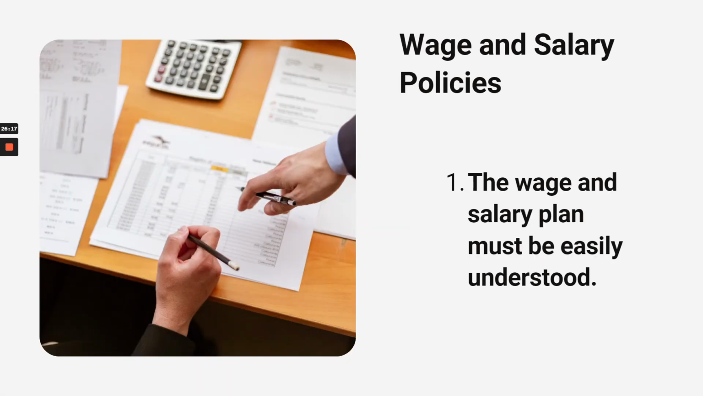And there are policies that human resource management should follow in wage and salary. Number one, the wage and salary plan must be easily understood. Every worker wants to know how his company wage plan works, so how he is paid. To keep the employees in the loop, to keep them aware, it should be properly discussed, because if the employees do not know how they are earning, how the earnings are determined, it could lead to distrust of the management, and there will be fear that they are not getting paid for what they have earned, what they have worked. So it should be clear.